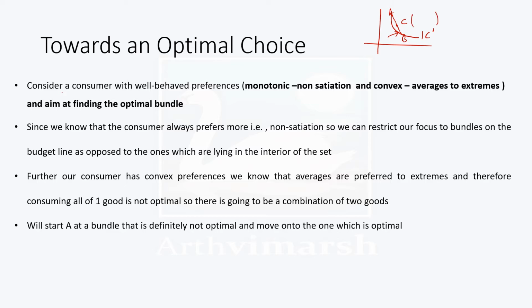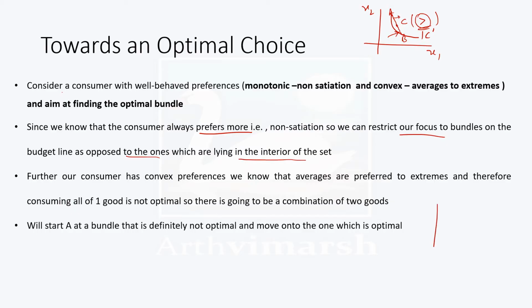This was our assumption. And at point C, he's getting more of both A and B, additional, if you combine, they are more at C, right? The combination is bringing greater utility when a mix of both X1 and X2 is going to go up, right? So this is what it is implying. And since we know that the consumer always prefers more, like I mentioned, we can restrict our focus to the bundles on the budget line as opposed to the ones which are lying in the interior set.